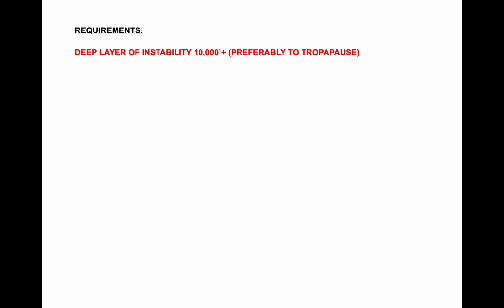The requirements. We need a deep layer of instability up above 10,000 foot, or preferably all the way up to the tropopause. We need high moisture content, and we also need a trigger action, something to make it happen. The 4 trigger actions we look at are convection, orographic uplift, frontal, and convergence.